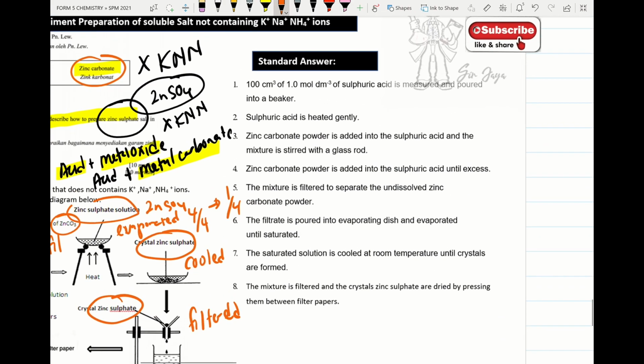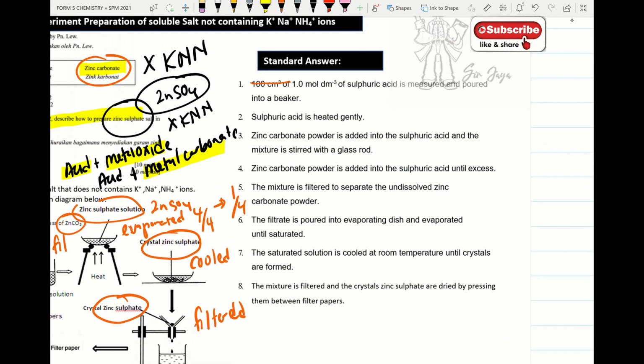So the answer is given here. 100 cm³ of 1.0 mol dm⁻³ sulfuric acid is measured and poured into a beaker. The sulfuric acid is heated gently. Zinc carbonate powder is added into the sulfuric acid and the mixture is stirred with a glass rod. Please make sure the zinc carbonate is added in excess. Check the next point: zinc carbonate powder is added into the sulfuric acid until in excess.